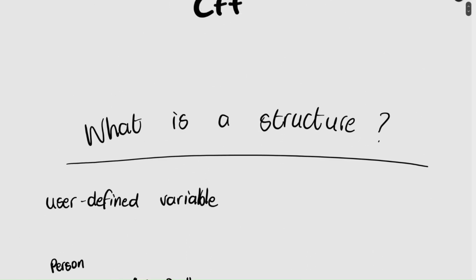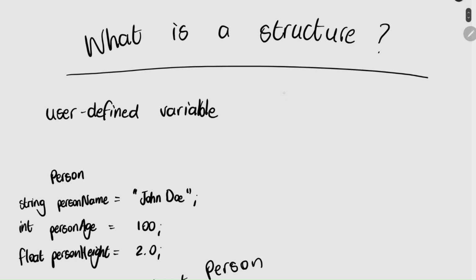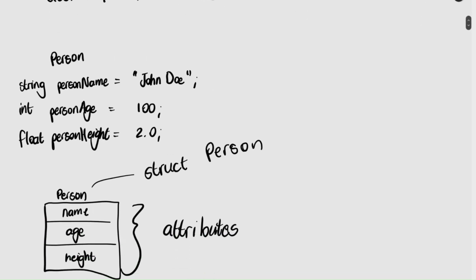What is a structure, right? And what are they used for? A structure is a user-defined variable which allows you to store multiple different variables or multiple different values within a single variable, quote unquote. And these values can be of different types. That's something that's quite important to note.